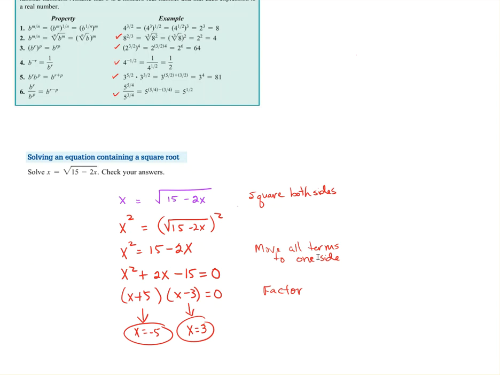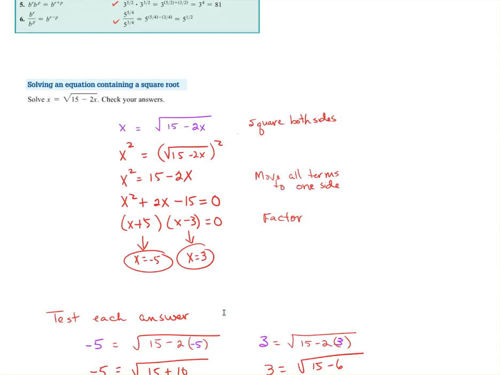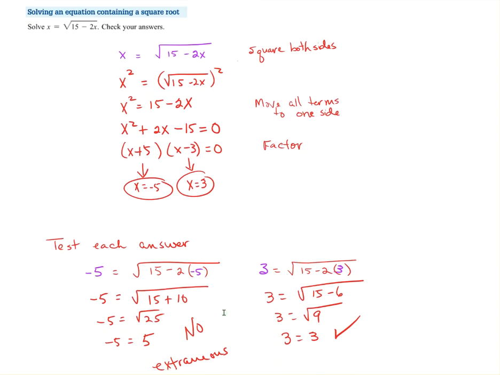We're going to move all the terms to one side so that we have it equaling 0. With a quadratic, we always want to do that. Then we can factor this part. That factors to x plus 5 times x minus 3. This gives us x equals negative 5, and then we get x equals 3. We do have to check or test each answer.